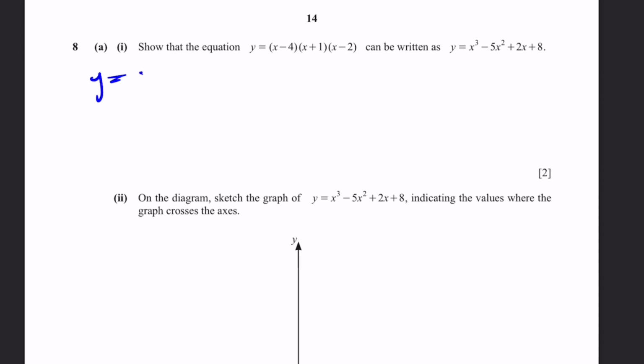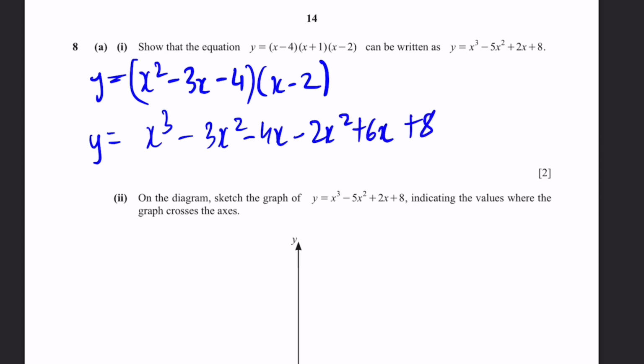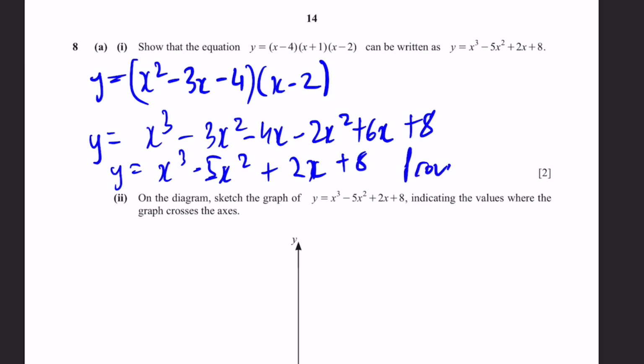y equals (x squared minus 3x minus 4) times (x minus 2). So y equals x cubed minus 3x squared minus 4x minus 2x squared plus 6x plus 8. So y equals x cubed minus 5x squared, and then plus 2x and plus 8. And this is proven because it's the same as what's given here. That's the answer.